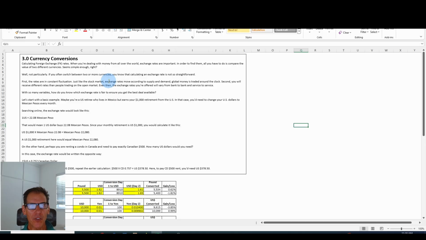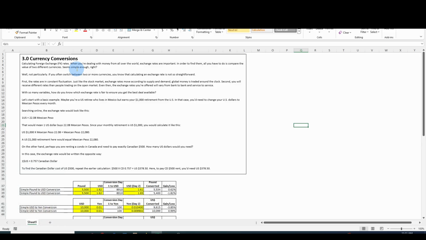When you're dealing with money from all over the world, exchange rates are important. In order to find them, all you have to do is compare the value of two different currencies. Seems simple, right? Well, let me ask you this. In that previous session, was there any clarity? No, it's not so simple.